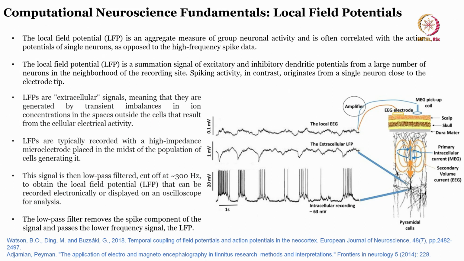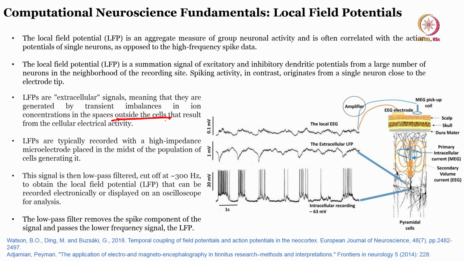We have not shown how to fabricate an electrode that can be used to measure action potentials, but you can very easily change the dimensions and go for action potentials as well. In the case of LFPs, they are extracellular. When you say extracellular, what does that mean? Extracellular means that the signals are generated by transient imbalances in ion concentration in the space outside the cells that result from the cellular electrical activity.